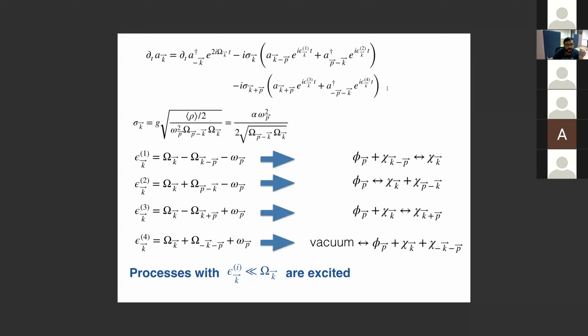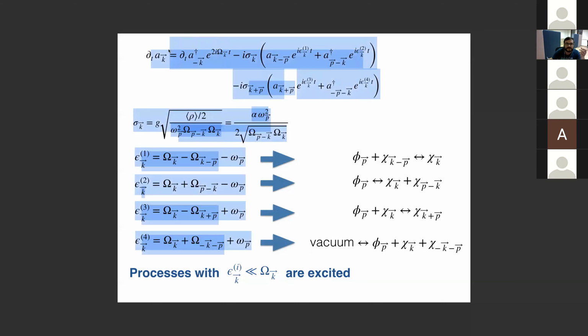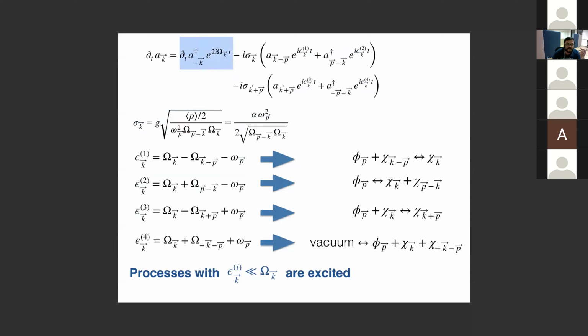The advantage of this method is that we can find the solutions in resonance or close to the resonance. In this way, we can neglect the fast oscillating terms in this equation. For instance, this term can be neglected. Okay, we can neglect it now, right? But we have these other terms.